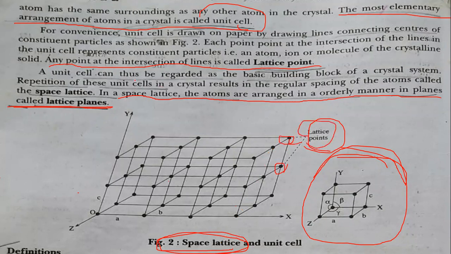So a unit cell can thus be regarded as the basic building block of a crystal system. Repetition of this unit cell in a crystal results in the regular spacing of the atoms, called a space lattice. This whole system you can call a space lattice.